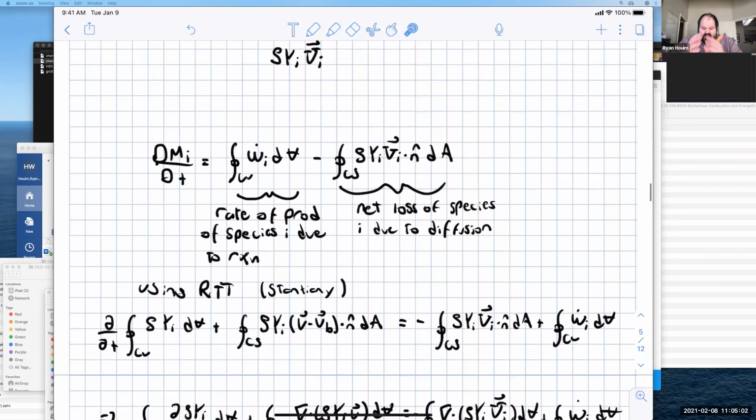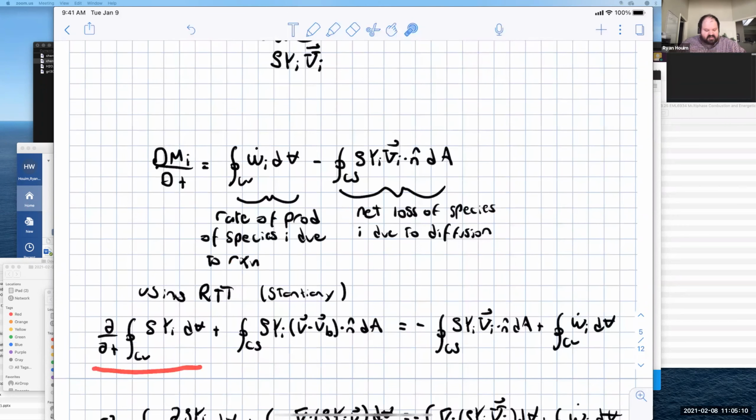So again, we use the RTT. We're going to assume a stationary control volume. So we have the time rate change of species mass inside the control volume equal to the net mass of species i moving through the surface due to bulk flow. Basically this rho Yi v is just the mass of species i that is being carried through the surface.